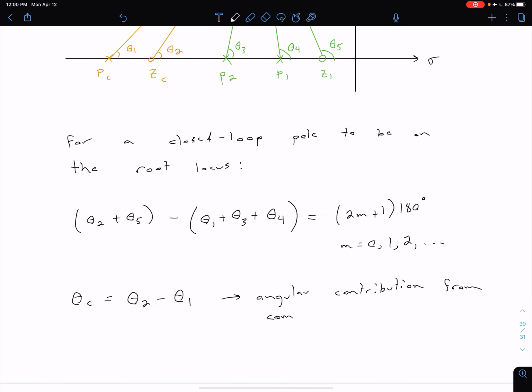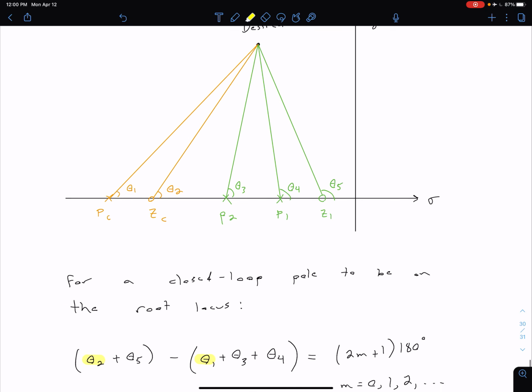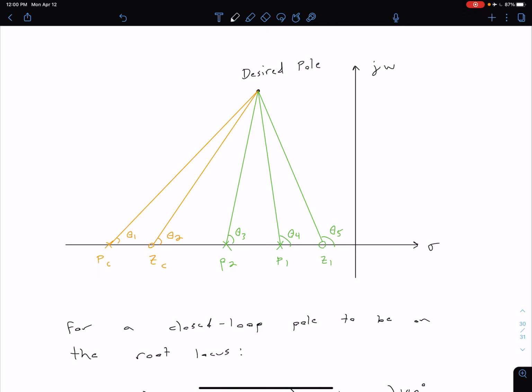So, angular contribution from compensation. We can recognize that one of two ways. We can see clearly, from up here in our previous equation, theta 2 minus theta 1 are the two terms that are related to our compensation network. We can also realize that graphically, if we draw a line parallel to the real axis up here.